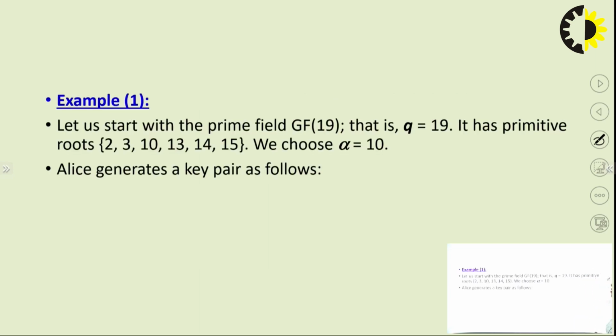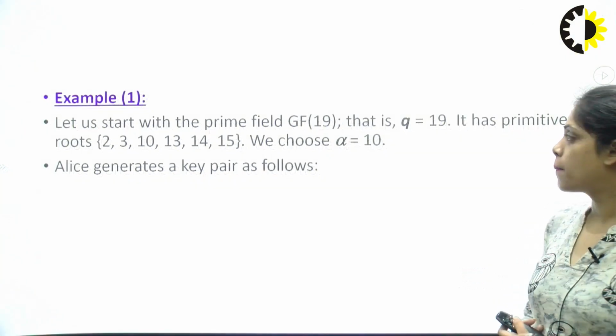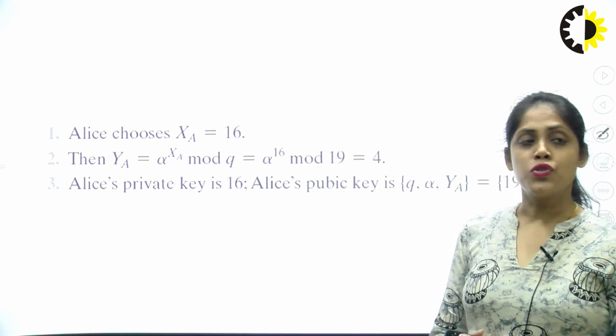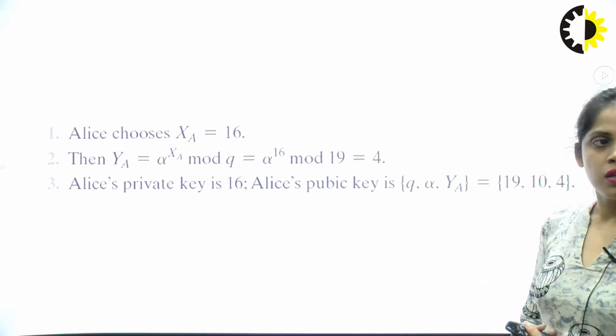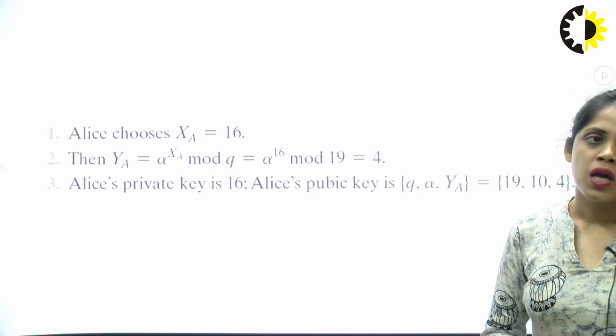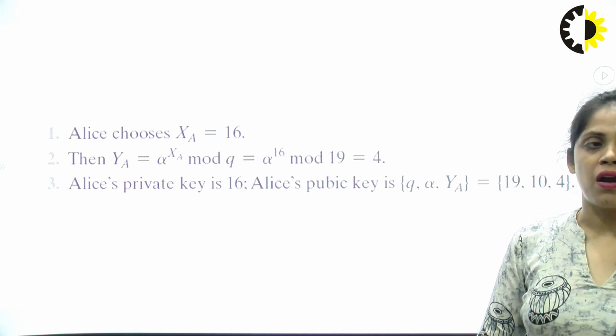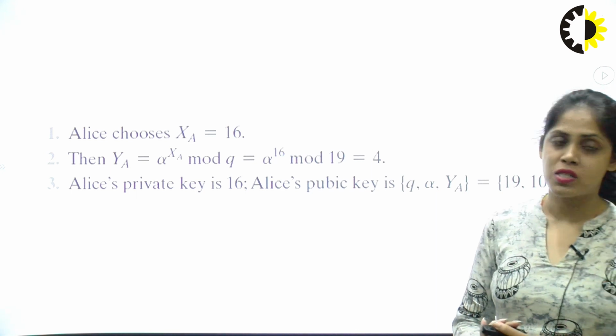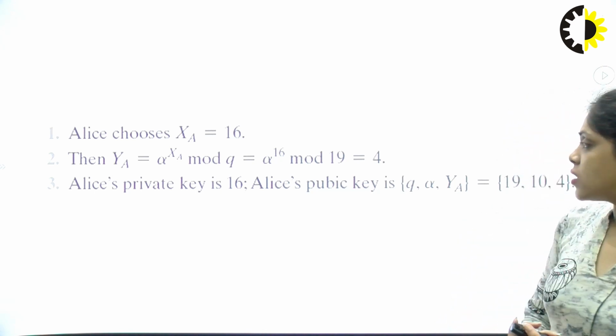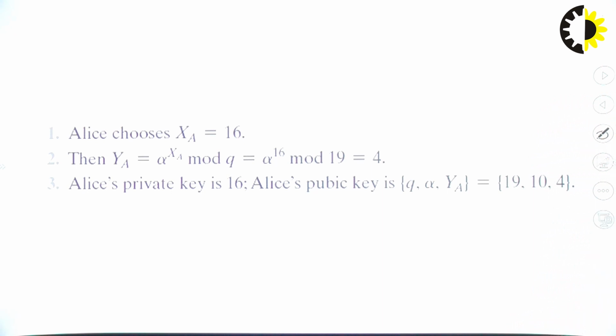Here is an example. Let us start with the prime field GF(19), that is Q equals 19. It has primitive roots 2, 3, 10, 13, 14, 15. We choose alpha equals 10. Alice generates a key pair as follows. Alice chooses XA equals 16. Then YA equals alpha^XA mod Q, that is alpha^16 mod 19, which equals 4. Alice's private key is 16. Alice's public key is Q, alpha and YA, that is 19, 10 and 4.